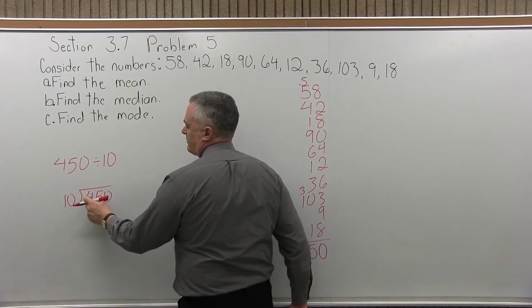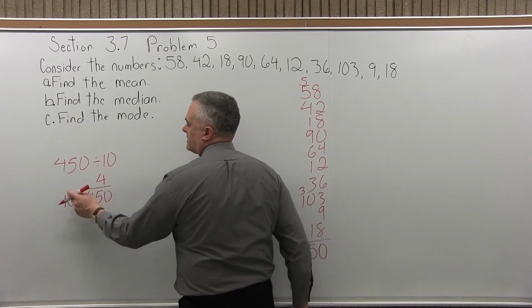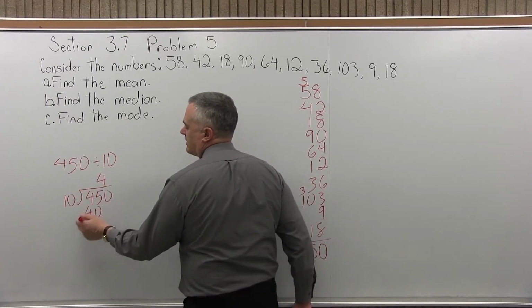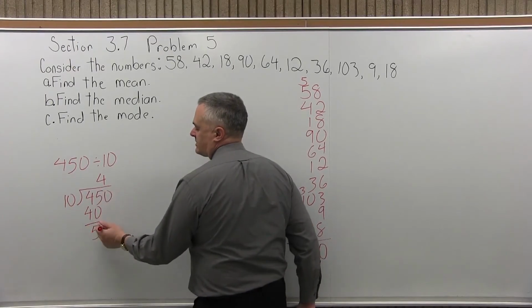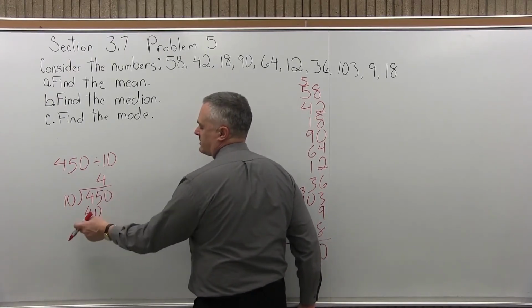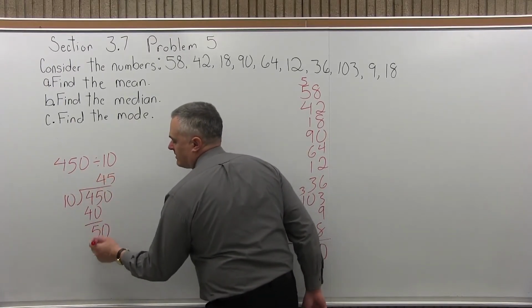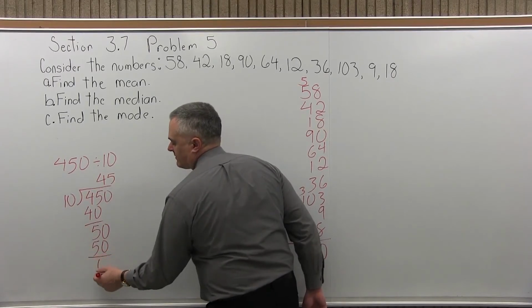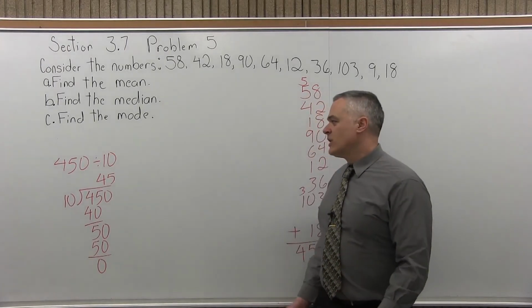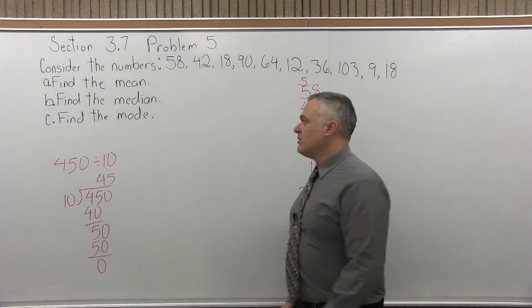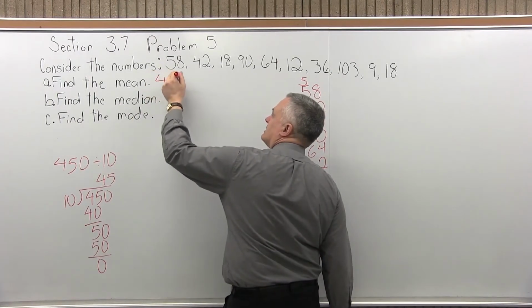10 divides into 4? 4 is not big enough, it won't go. 10 divides into 45. 4 times 10 is 40. 45 minus 40 is 5. That next digit, the 0, comes straight down next to the 5. 5 with the 0 after is 50. 10 divides into 50 5 times evenly. 5 times 10 is 50. 50 minus 50 is 0. It divides in 45 times evenly, which is what I thought it would. So the mean, or average value, for this list of numbers is 45.